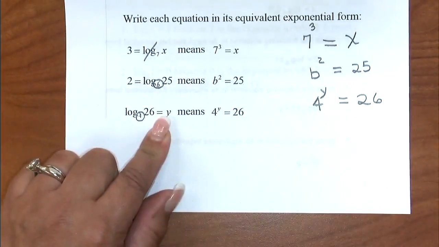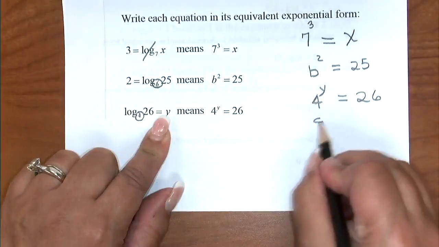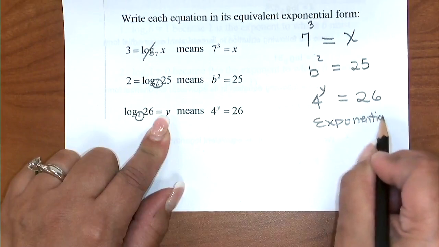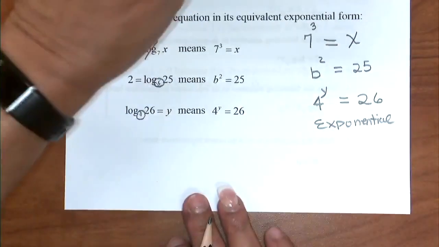So that's how to go from log form to exponential form. These are all called exponential form because you don't have the word log anymore. You got to be real good at this in this chapter. You're going to practice this throughout the whole section.